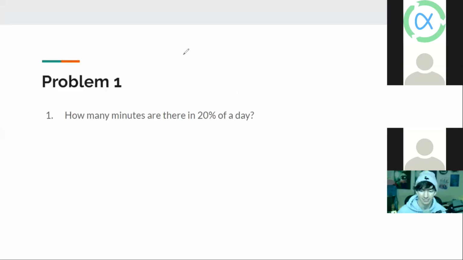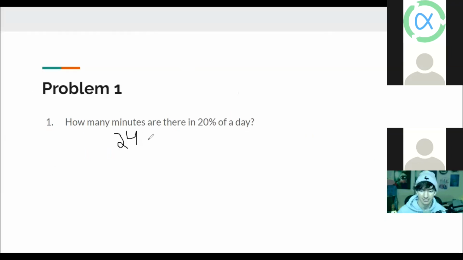So for the first problem, it says how many minutes are there in 20% of a day? So in a day, there's 24 hours, and in an hour, there's 60 minutes. So that's how many minutes there are in a day. And then if you're taking 20%, you're multiplying by 20 over 100, which is just 1/5. So this just becomes 1 over 5, and then this 5 cancels with this 60. It can become 12. So the number of minutes in 20% of a day will be 24 times 12, which is just 288.